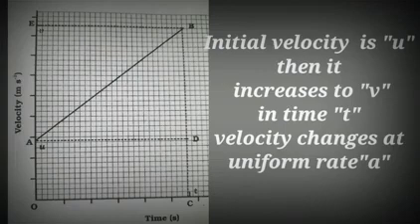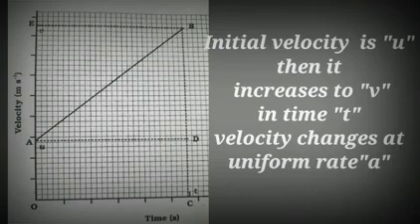An object starts from the point A and reaches the point B in time t. So here the initial velocity is u. It starts from stationary position and it reaches the point V. So that is the final velocity. It is mentioned as V.